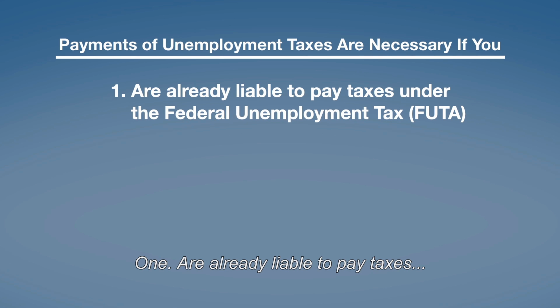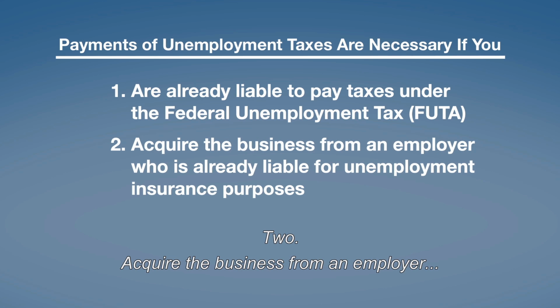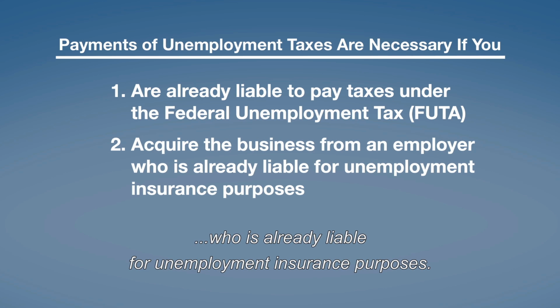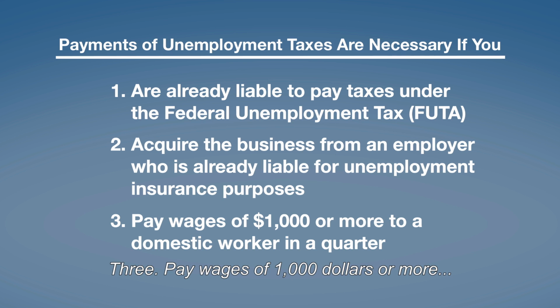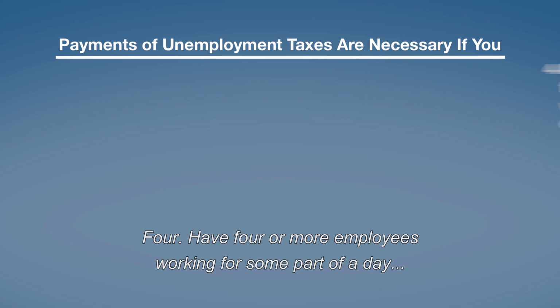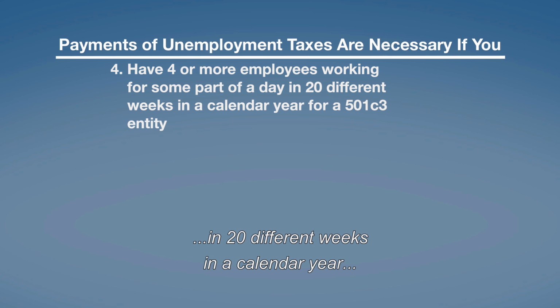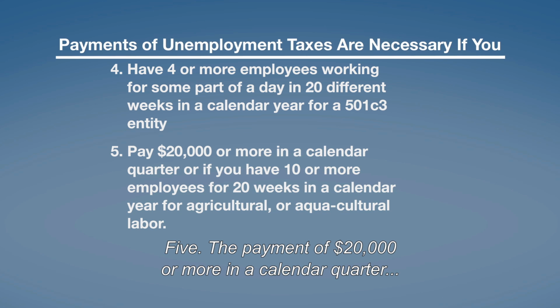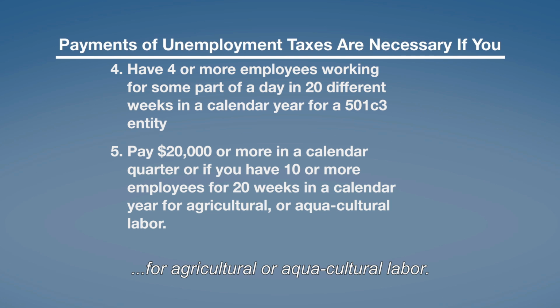1. Are already liable to pay taxes under the federal unemployment tax, FUTA. 2. Acquire the business from an employer who is already liable for unemployment insurance purposes. 3. Pay wages of $1,000 or more to a domestic worker in a quarter. 4. Have 4 or more employees working for some part of a day in 20 different weeks in a calendar year for a 501c3 entity. 5. The payment of $20,000 or more in a calendar quarter, or if you have 10 or more employees for 20 weeks in a calendar year for agricultural or aquacultural labor.